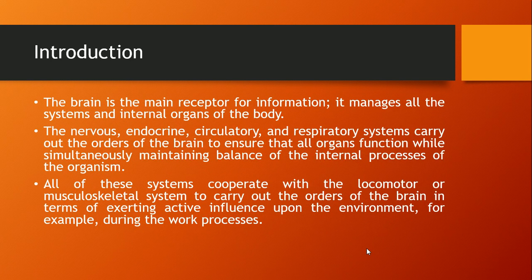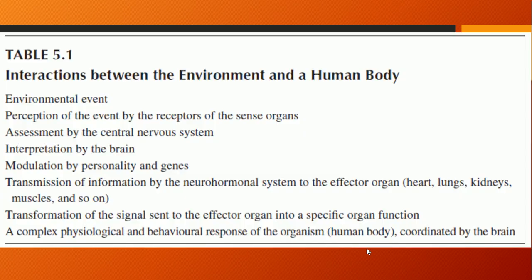So the brain is the main receptor for information. It manages all the systems and internal organs of the body. The nervous, endocrine, circulatory, and respiratory systems carry out the orders of the brain to ensure that all organs function while simultaneously maintaining balance of the internal processes of the organism. All of these systems cooperate with the locomotor or musculoskeletal system to carry out the orders of the brain in terms of exerting active influence upon the environment, for example, during the work processes.